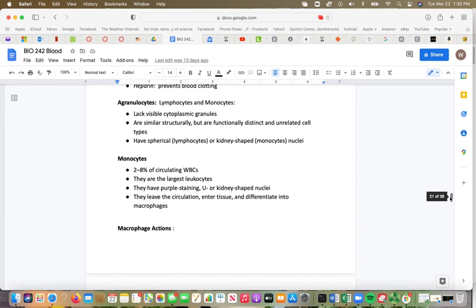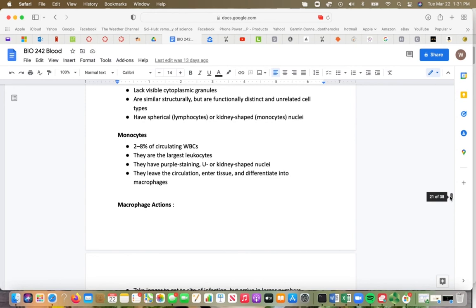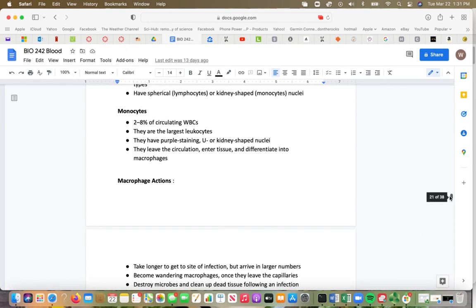So those agranulocytes lack visible cytoplasmic granules. They're similarly structured, but they are functionally distinct and unrelated cell types. They can have spherical nuclei like the lymphocytes or more kidney-shaped nuclei like the monocytes. So monocytes are 2 to 8% of the circulating white blood cells. They are the largest. They stain purple with a U-shaped or kind of C-shaped nucleus, depending on which angle you're looking at it from. They're able to leave the circulation and go into the tissue, and then they would differentiate to become a macrophage.